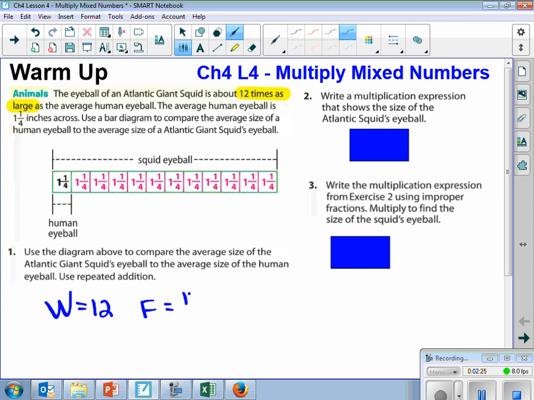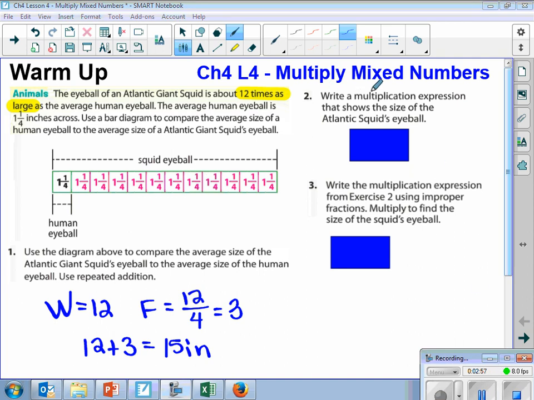And 12 fourths, of course, is equal to 3 wholes. Very good. So that means that we've got 12 inches here and 3 inches there. And what do I do to get my final answer? You just add them together. Very good. So we've got 12 plus 3. So that tells me that how big is that squid's eyeball? 15 inches. Very good.